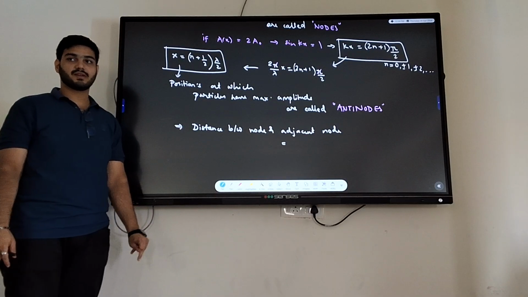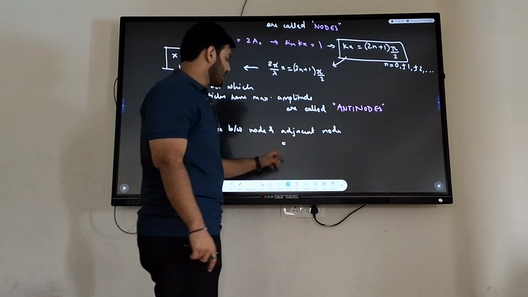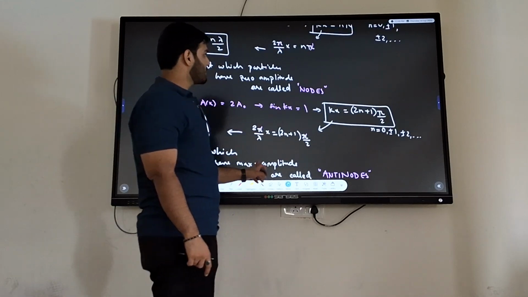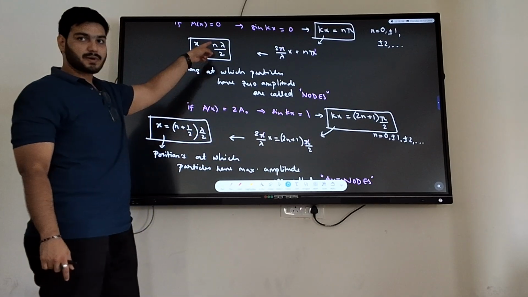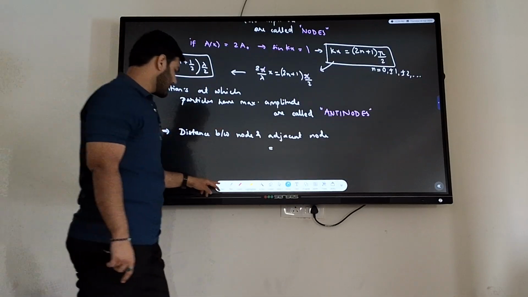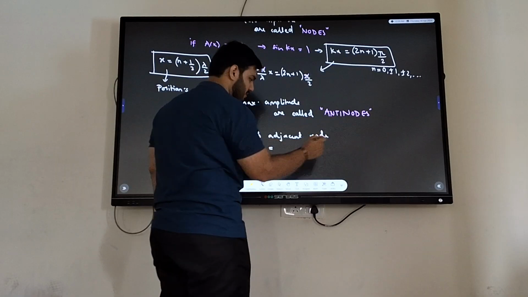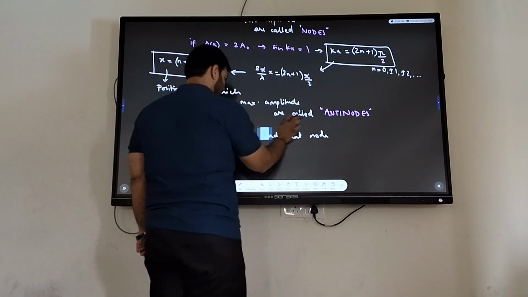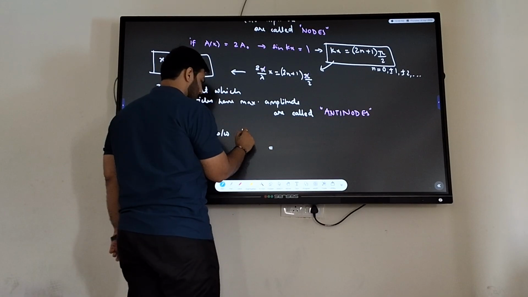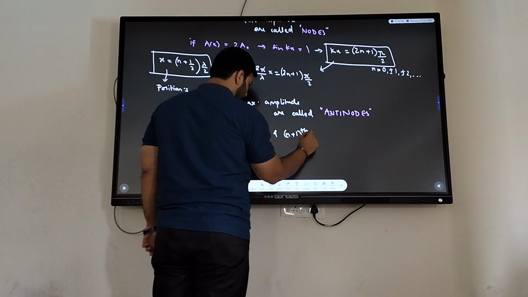Lambda by 2. It should be lambda by 2. Yes. Why? Because you substitute this term, n lambda by 2. Take n equal to some n plus 1. Take the nth node and n plus 1th node. Distance between, let's say, nth node and n plus 1th node.